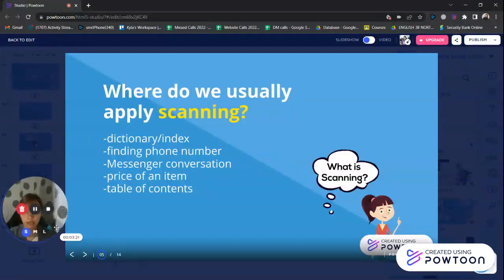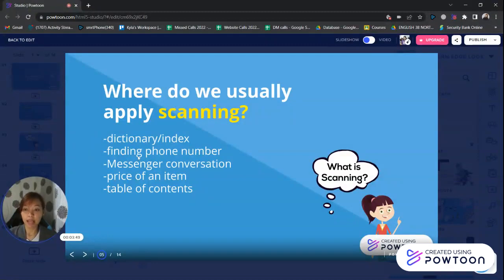Next is a messenger conversation. If you are messaging with someone, and he told you things that you don't remember, but you have a specific keyword in your mind that you want to look at, you just have to scroll up and down and look for that message.